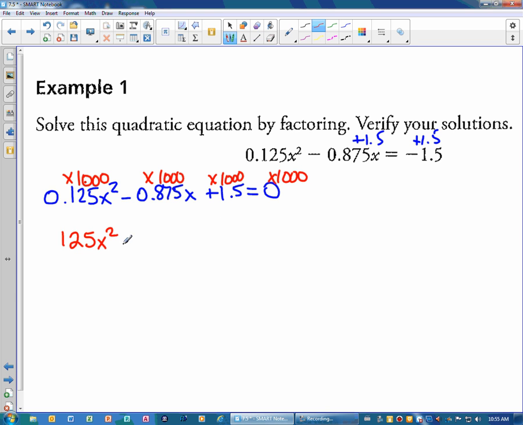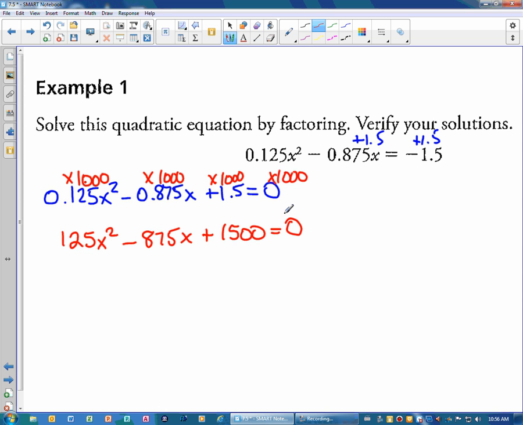So the second one becomes negative 875x. These 3 zeros make my decimal move 3 times. This last term, I'm still moving my decimal 3 times, so there's 1, and then I'm going to add 2 zeros. 0 times anything, including 1,000, is 0. All right, still kind of complicated, but at least the decimals are gone.